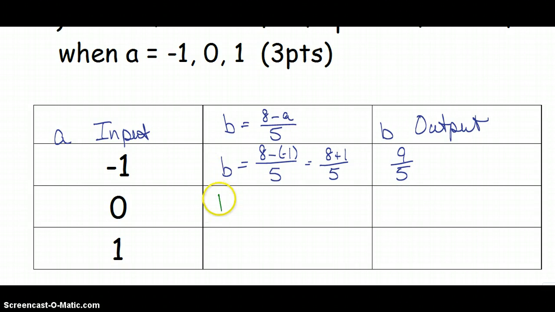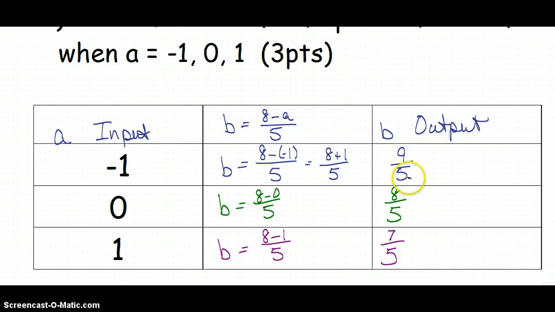The second one, I have b is equal to 8 minus 0 over 5. Oh, well, that's just going to give me 8 over 5. Next, I have b is equal to 8 minus 1 over 5. 8 minus 1 is 7, so I end up with 7 over 5. Notice my pattern. 9 over 5, 8 over 5, 7 over 5. The numerator decreases by 1 each time.